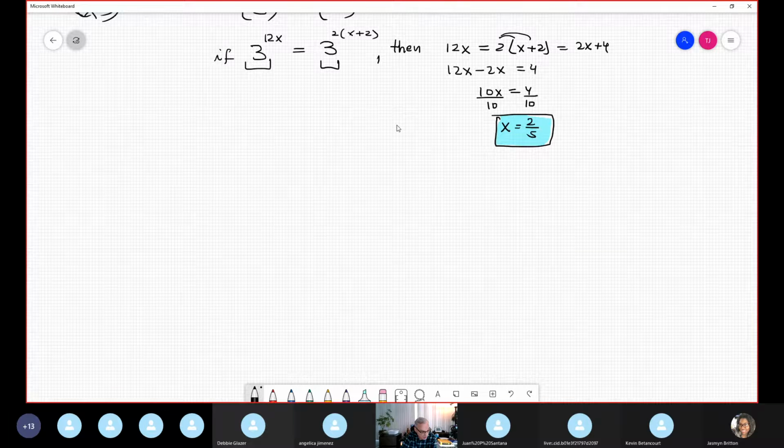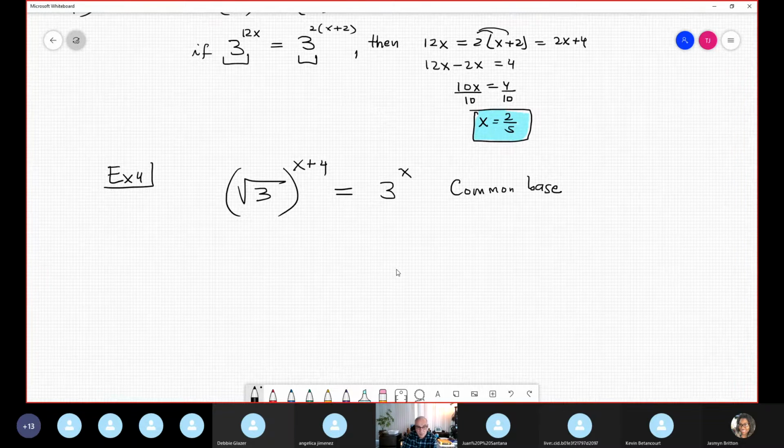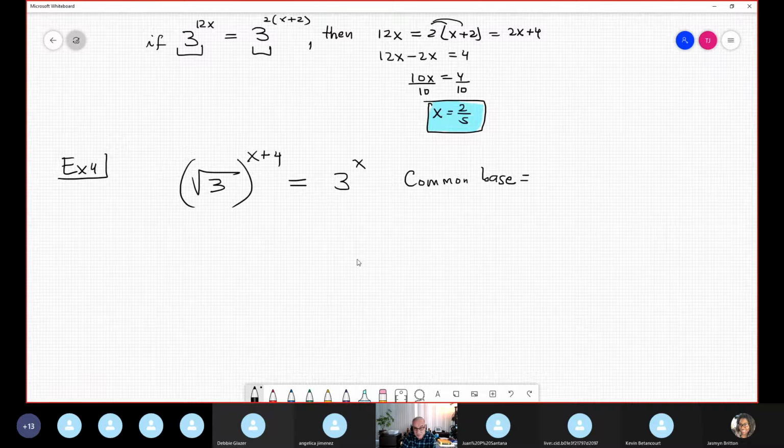Example 4. It's easy. Square root of 3 raised to the x plus 4 equals 3 to the x. My question is, what is the common base in that case, and how can we express it? Well, it's obvious that it's 3, right? The common base is 3, because 3 is 3, and the x is a power of 1. And radical 3 is 3 to the 1/2 using fractional exponent.